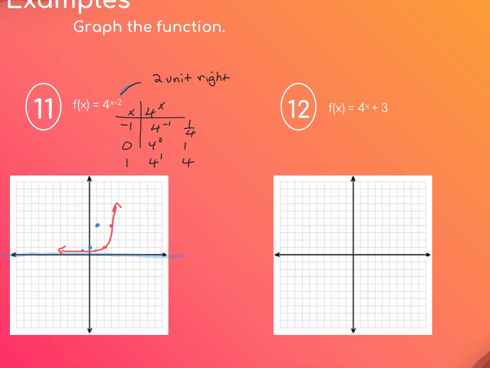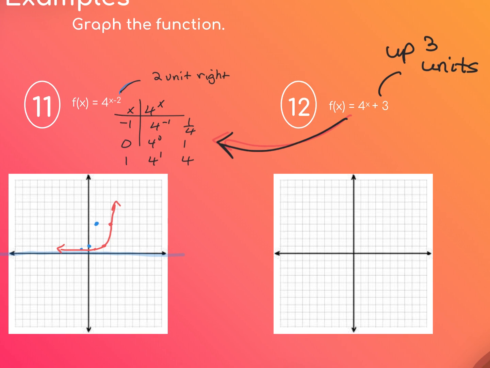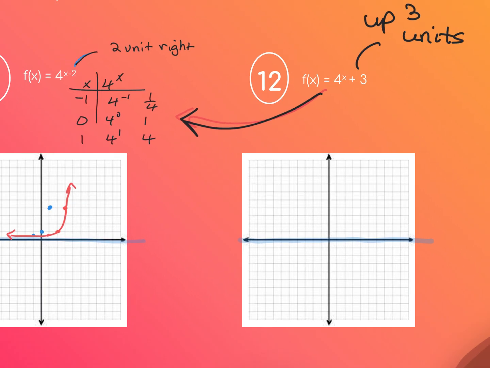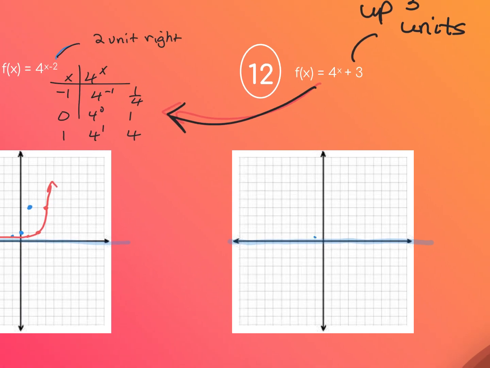Same basic function here, so I'm going to use the same table for the 4 to the x on this one. But now the +3 tells me I'm going to go up 3 units. And on this one, my asymptote has to move up. Let me do the originals. So the original asymptote is here. And my original 3 points are here. Here, the 0, 1, and then the 1, 4.